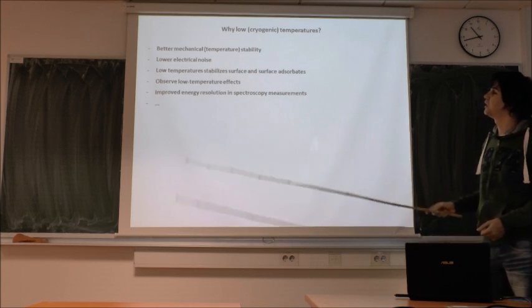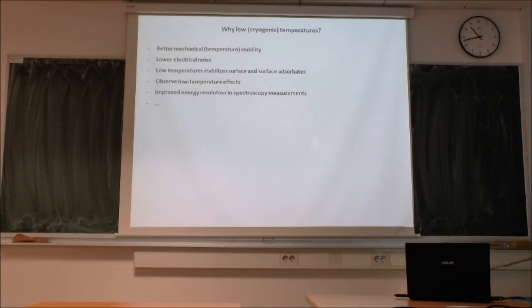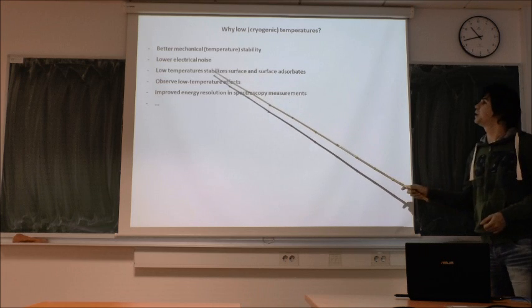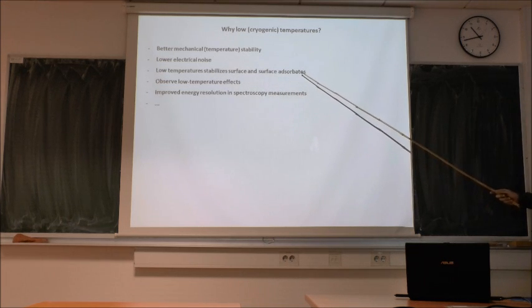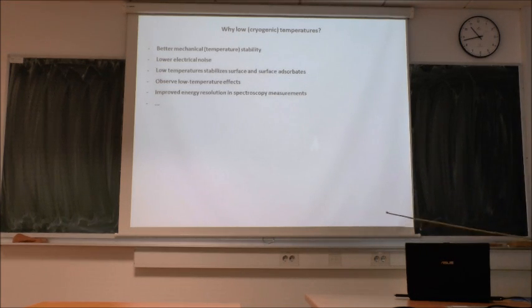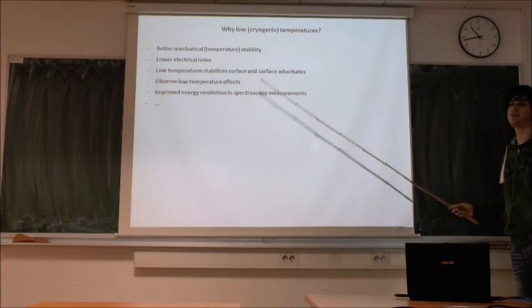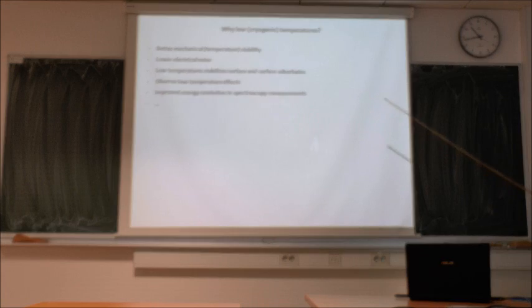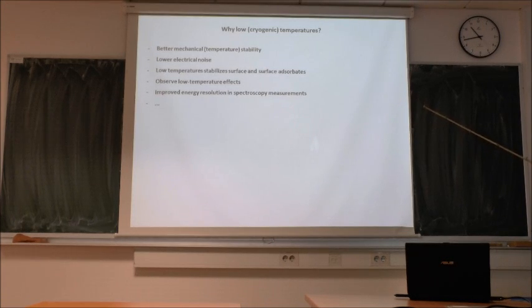Of course, you lower the electrical noise if you work at really low temperatures. Another thing, low temperature stabilizes surfaces and surface adsorbates. If you want to do manipulation, you cannot do it at room temperature. At room temperature, everything will move. They will just diffuse around the surface and you won't be able to do anything. So basically, you have to cool the surface to stabilize these adsorbates, atoms, molecules. Usually, you have to go to temperatures below around 15, 20 Kelvin, something like that. As I said before, it depends on what you're doing, what kind of surfaces you have, what kind of molecules, atoms.